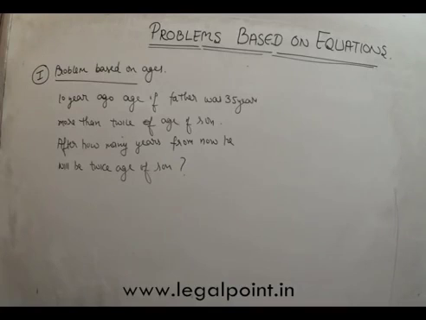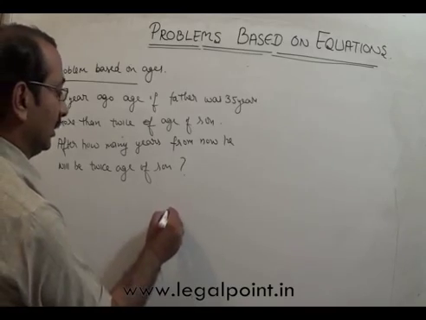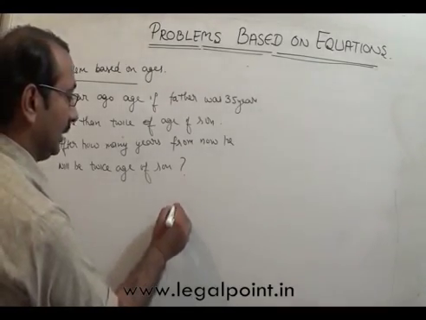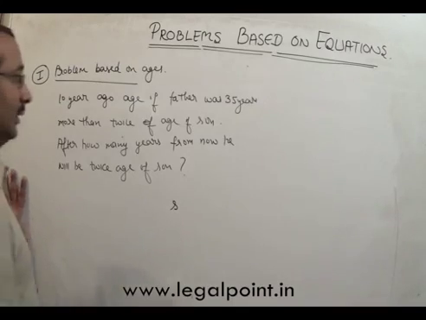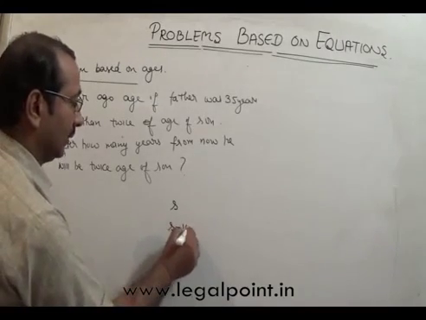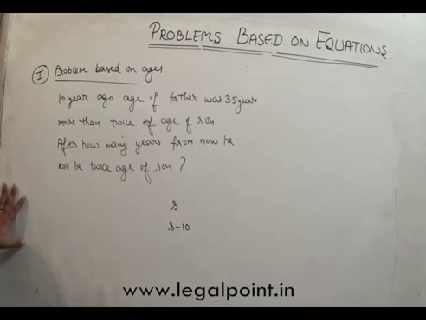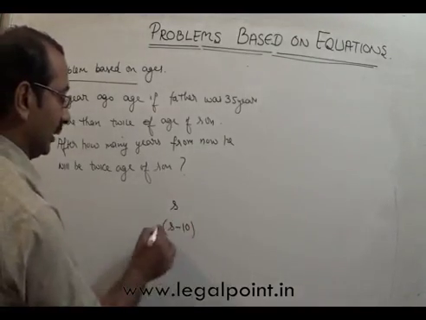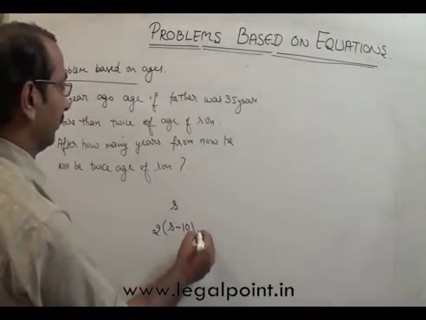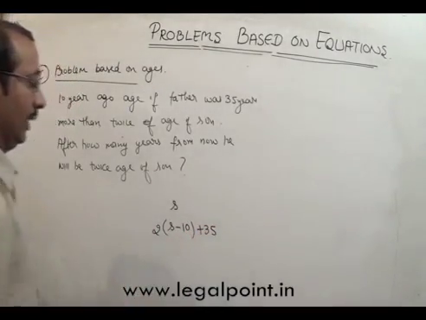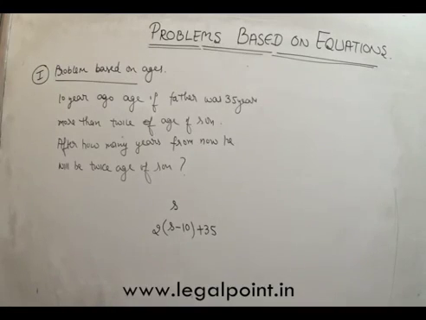Right? 10 years ago, the father was 35 years more than twice the age of the son. So let us assume that the present age of the son is S. 10 years ago, his age would be S minus 10. 10 years ago, the father was 35 more than twice the age of the son. It means 10 years ago, the age of the father would be twice of S minus 10 plus 35.